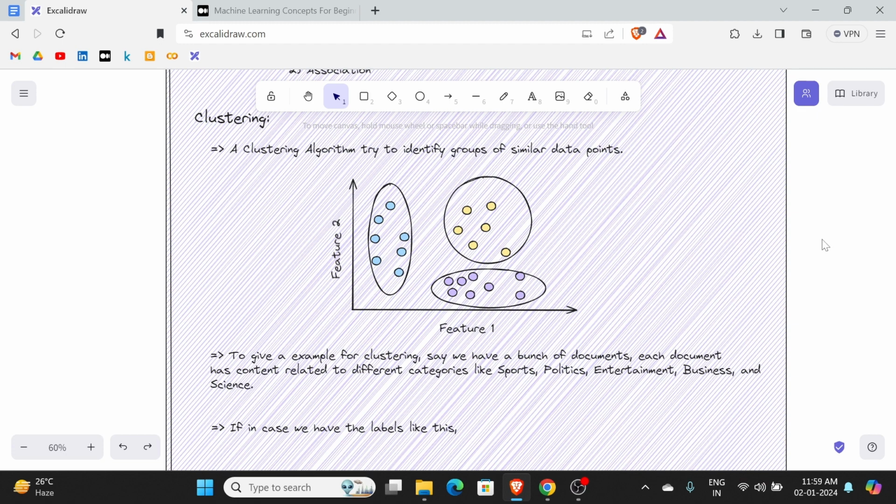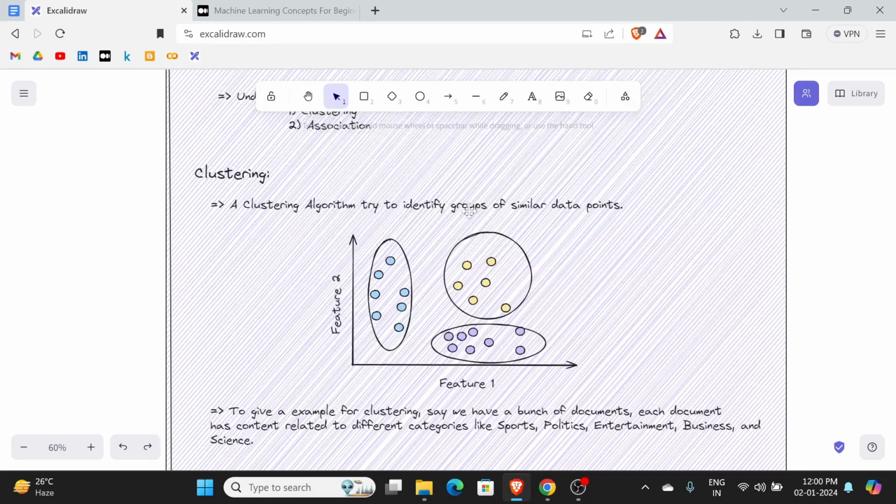How can you do that? You do that by using the words. For example, if you take a sports article or document, you often see words like score, goals, or a player name, etc. If you take a document related to entertainment, you see words like Eminem, music, movies, box office, etc. Likewise, you analyze the words and you cluster based on the words.